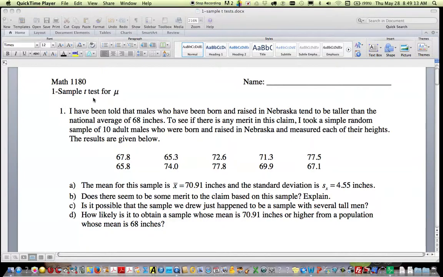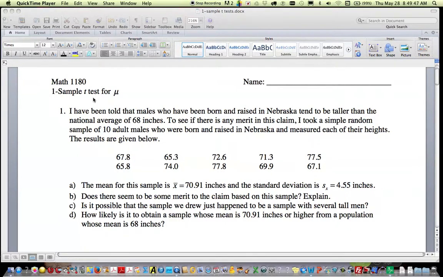If you look at this sample, the first guy there is 5'7", almost 5'8". The next guy is 5'5". And then you also notice that there's a couple guys in there that are 77.5 and 77.8 inches tall. That corresponds to about 6'5". What I want to know is, based upon this sample, is there any merit to that claim? I've taken these 10 numbers and found the mean. The mean was 70.91, and the standard deviation was 4.55.